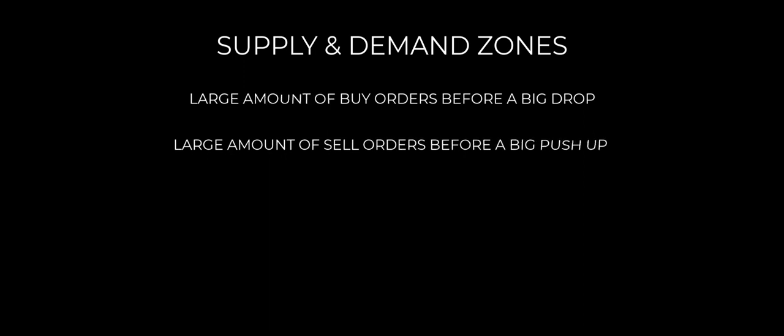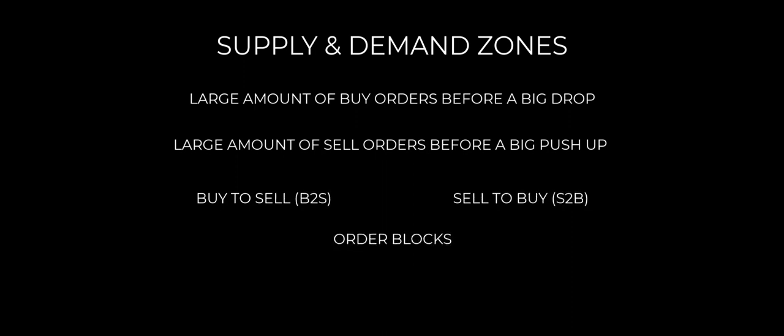On the charts, you will find certain zones that show where there has been a large amount of buy orders before a huge sell-off, and zones where there has been a large amount of sell orders before a huge buy-off. This is why you may have heard of supply or demand zones being called buy to sell or sell to buy, respectively. You may also have heard the term order blocks, as well as seeing them referred to as areas of interest or points of interest.